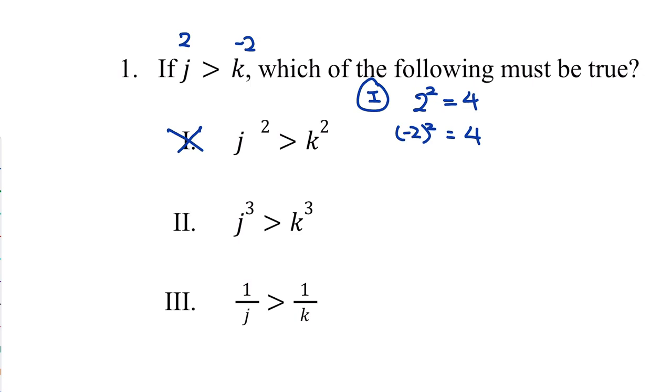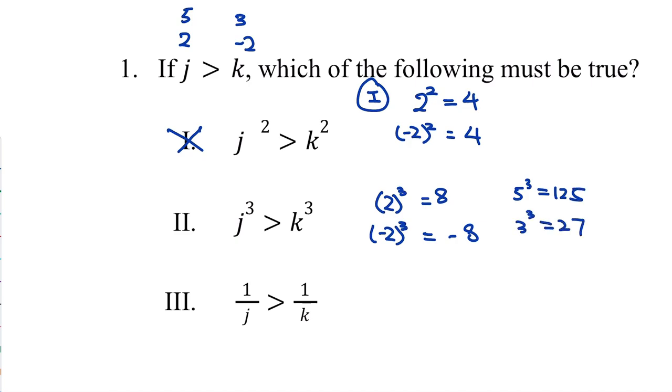Okay, how about cube? Let's try. 2 cube is 8. Negative 2 cube is negative 8. So is 8 bigger than negative 8? Yes, that's true because the negative signs won't be disappeared. You can try positive numbers as well. Let's say 5 and 3. 5 cube is 125. 3 cube is 27. It's also bigger. So this is always correct.